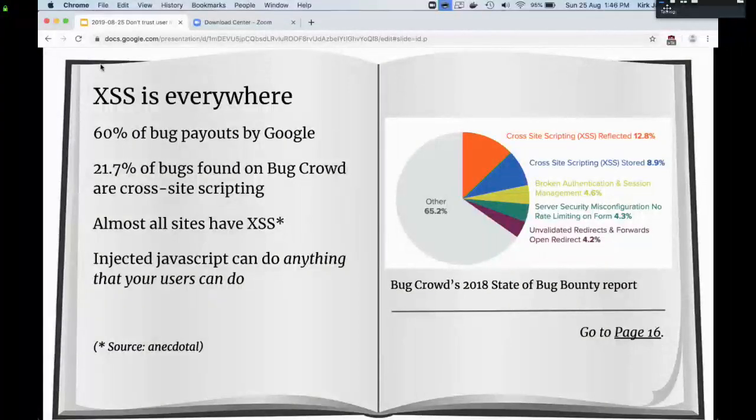So as of 2018, that pie chart there shows that across a bunch of different bug bounties, 12.8% of the issues found were cross-site scripting. Google is often held up as an example of a company that's got its act together, but 60% of their bug payouts were cross-site scripting. And so pretty much every website has cross-site scripting. I'm sure that the website you're looking at right now, Google Docs, probably has it somewhere in it.